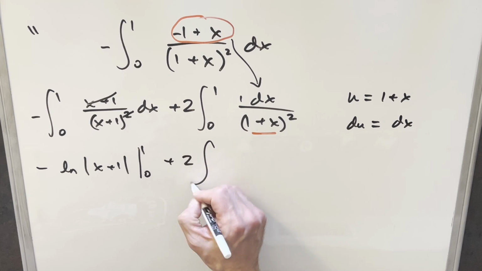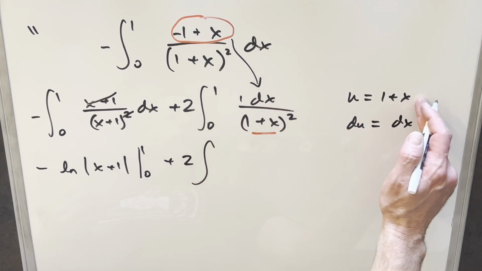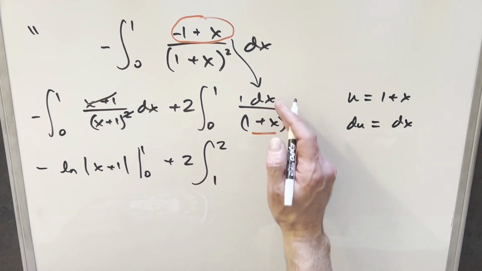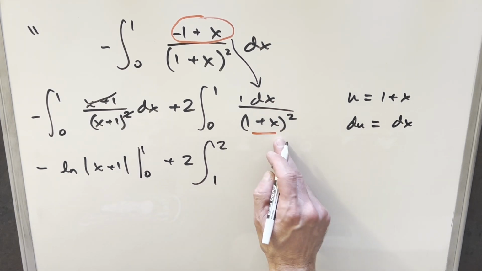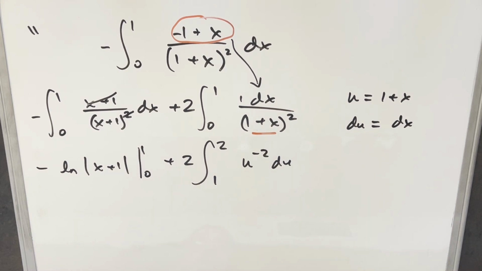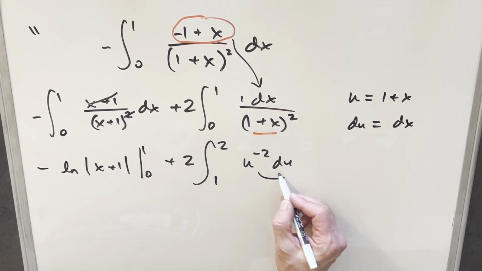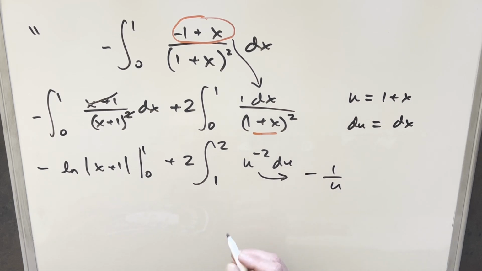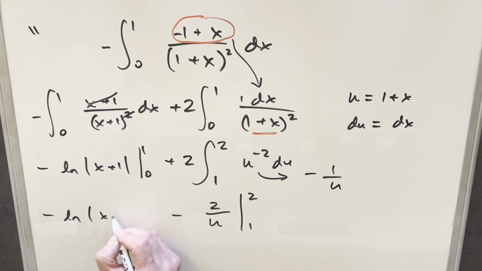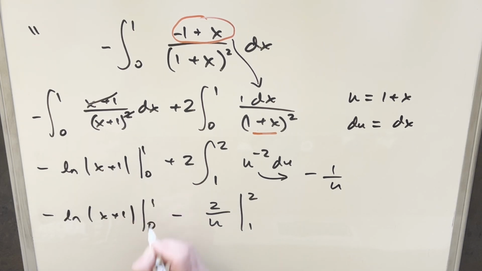So then updating our bounds: if we put a 1 in here, we have a 2. Put a 0 in here, we have a 1. Then our dx becomes du, and then we're going to have u squared here, but I'm going to write it as u to the minus 2 to put it in the numerator, because we're going to use the power rule on that. But then the integral of this is just going to be minus 1 over u. So putting this together, we bring this down, this is going to become minus 2 over u, and we're going to need to evaluate this from 1 to 2. And then we still have this other piece to evaluate, natural log x plus 1, evaluated from 0 to 1.